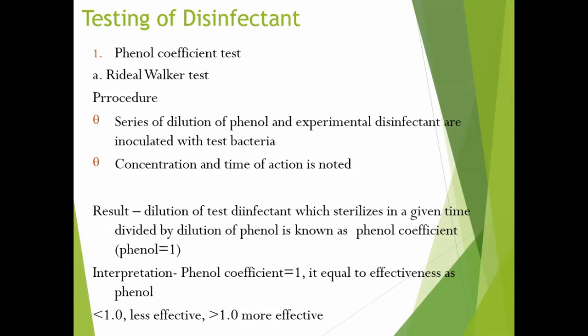divided by the dilution of phenol is known as the phenol coefficient. Phenol equals 1. Interpretation: a phenol coefficient equal to 1 means it is equal in effectiveness to phenol, less than 1.0 is less effective, and more than 1.0 is more effective. So we can understand what the phenol coefficient test is.